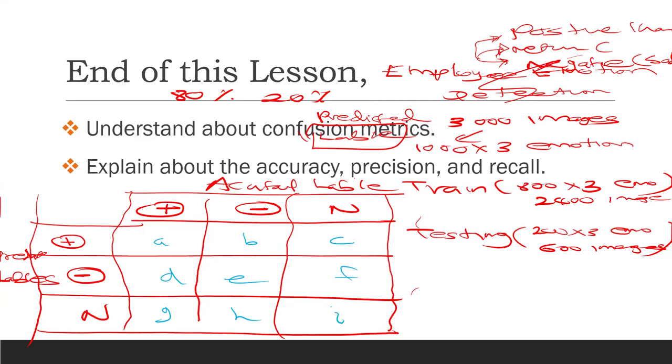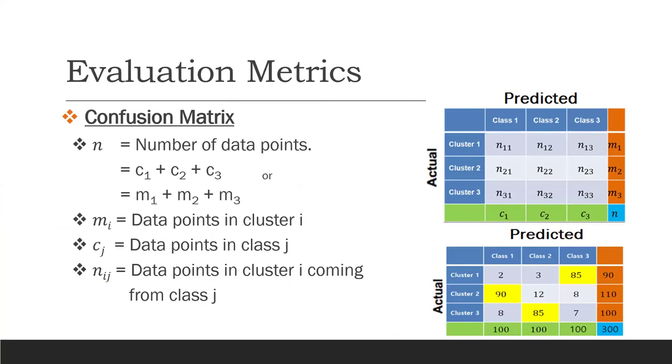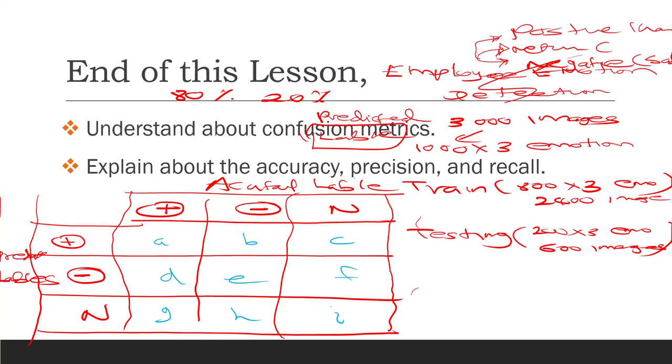Tell me. What is the total number of instances? You guess and tell me the answer. Tell me. A plus B plus C plus D plus E plus F plus G plus H plus I. What is the sum of those 9 values? I already told you. 2,400, sir. 2,400. How many of you tell the same answer?